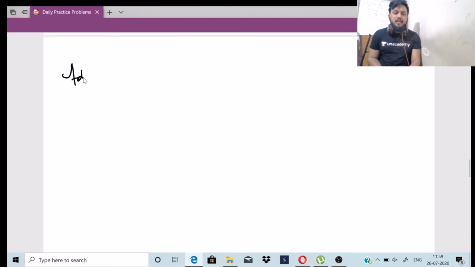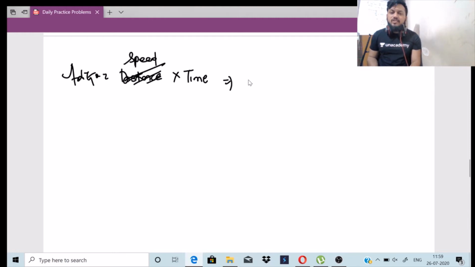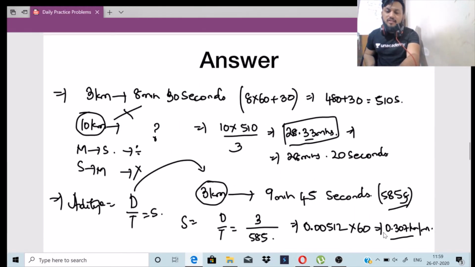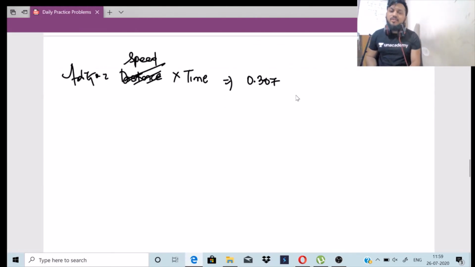So I will write it down again here. Adi's distance is equal to speed into time, sorry, not distance into time. It is speed into time. What is the speed given? Speed is given as 0.307 if I'm not wrong, and time is 28.33 minutes. Let's substitute it in minutes only, because the speed is in minutes, and later also we have to take minutes only.